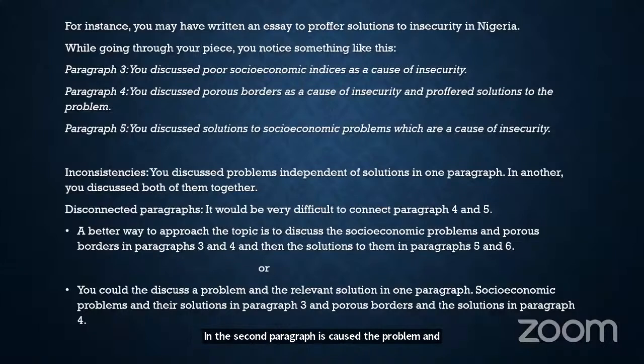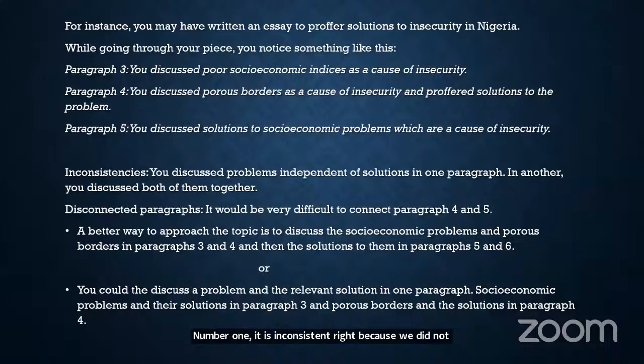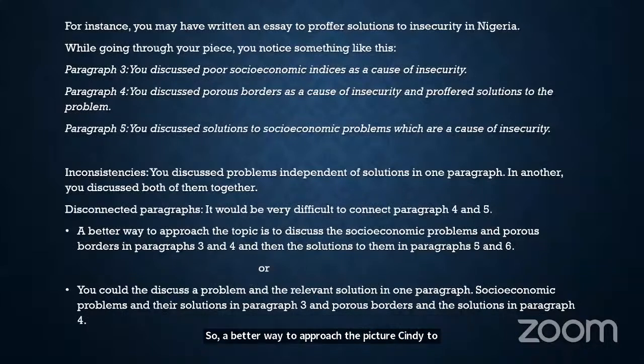So now, there are 2 problems there. Number 1, it is inconsistent, right? Because we did not use the same writing technique for different paragraphs. And number 2, it is going to be much harder to connect paragraph 4 and paragraph 5 because they are not related. So a better way to approach the topic is simply to discuss the socioeconomic problems and the porous borders in separate paragraphs 3 and 4, and then you discuss the solutions to them in different paragraphs 5 and 6. Or you can decide that you want to discuss a problem and the relevant solution in one paragraph, and then you do socioeconomic problems and their solutions in paragraph 3, and the porous borders and the solutions to them in paragraph 4.